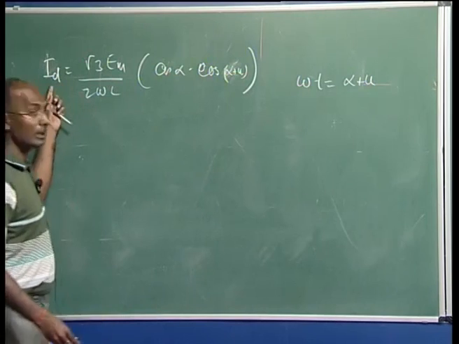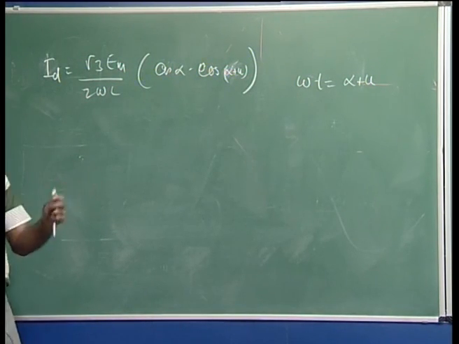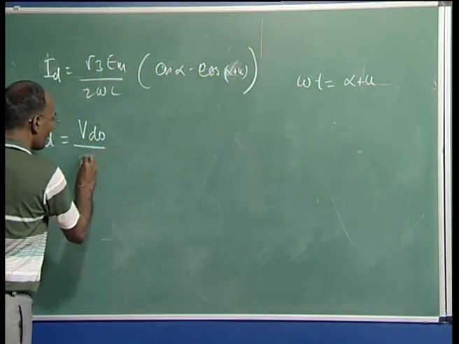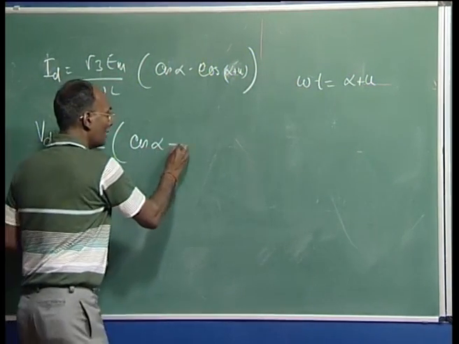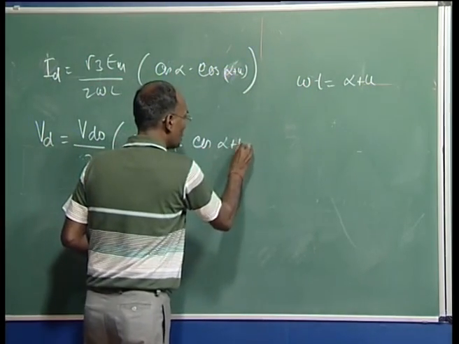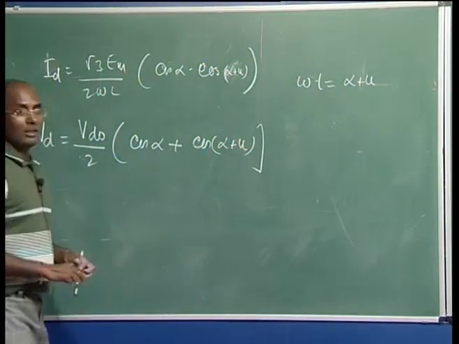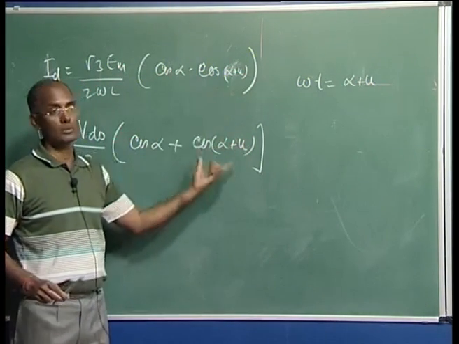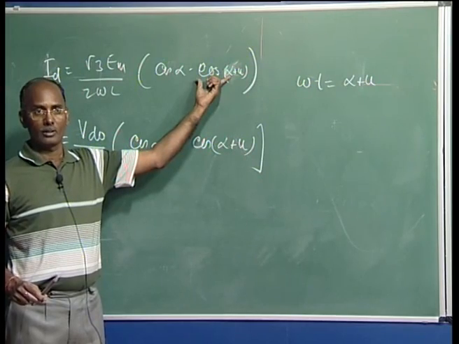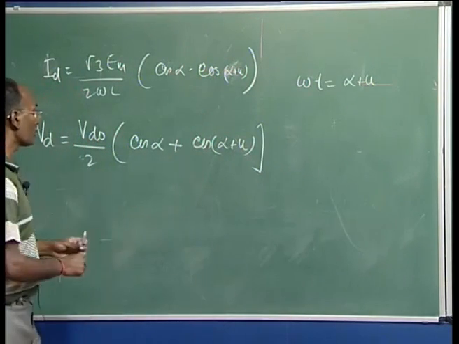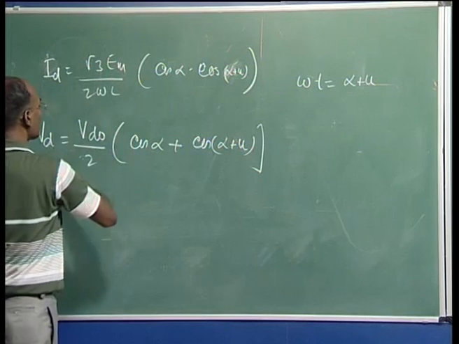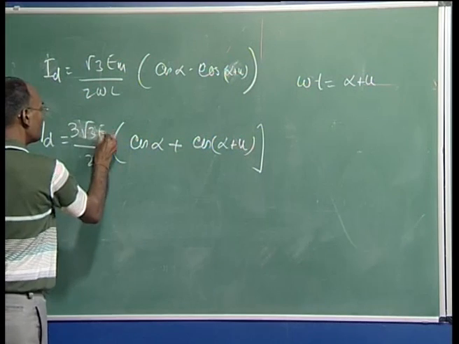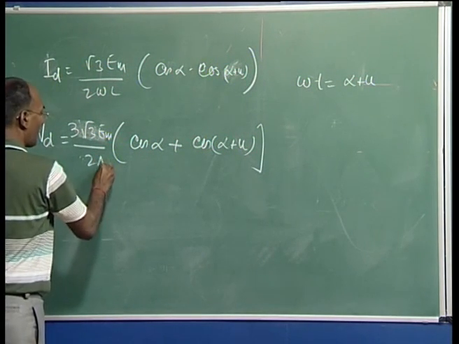This is a DC current, and I also want to write it in terms of the DC output voltage. So, we have Vd, that is VDO by 2, cos alpha plus cos alpha plus u. From these two expressions, we can eliminate this u, means we can eliminate these two terms. And directly we can write what this value is. This value is 3 root 3 Em by pi.